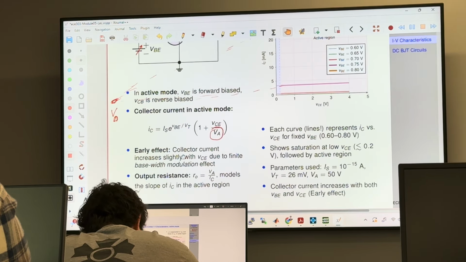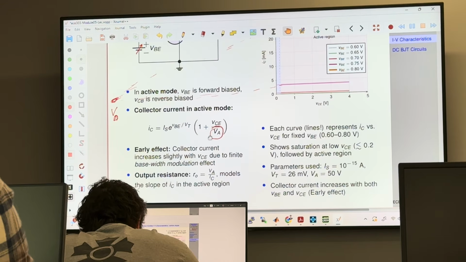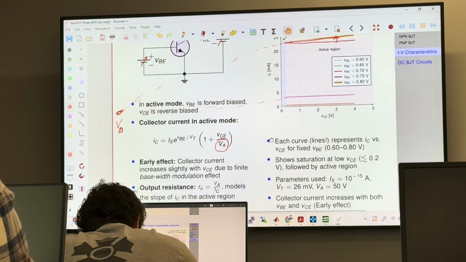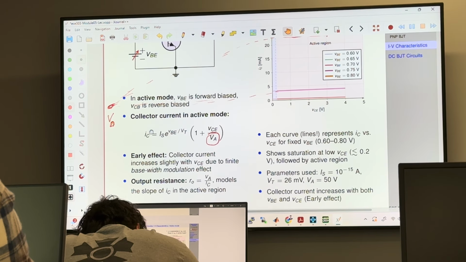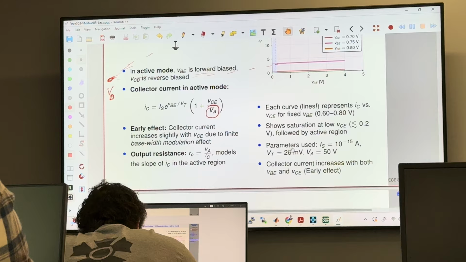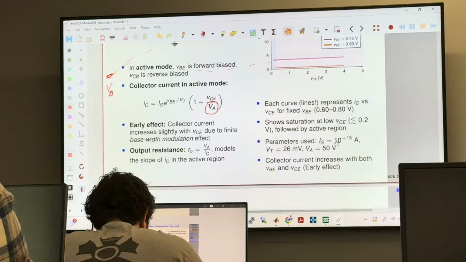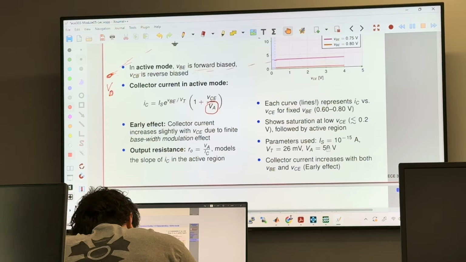So early effect, what does that mean? That the collector current increases slightly with VCE due to finite base width modulation effect. And this is the equation. If V sub A is infinity, this term becomes zero, and IC would become flat like this. So this is the equation that you will be using in case you plan on doing the MATLAB portion of the lab. To draw this plot, I used these parameters: scale current 10 to the negative 15 ampere, VT 26 millivolt, V sub A 50 volt.